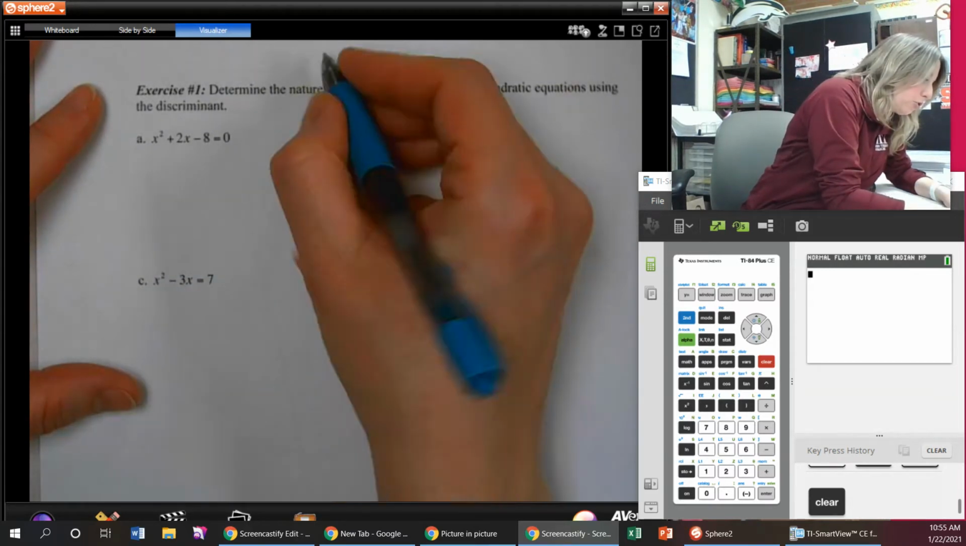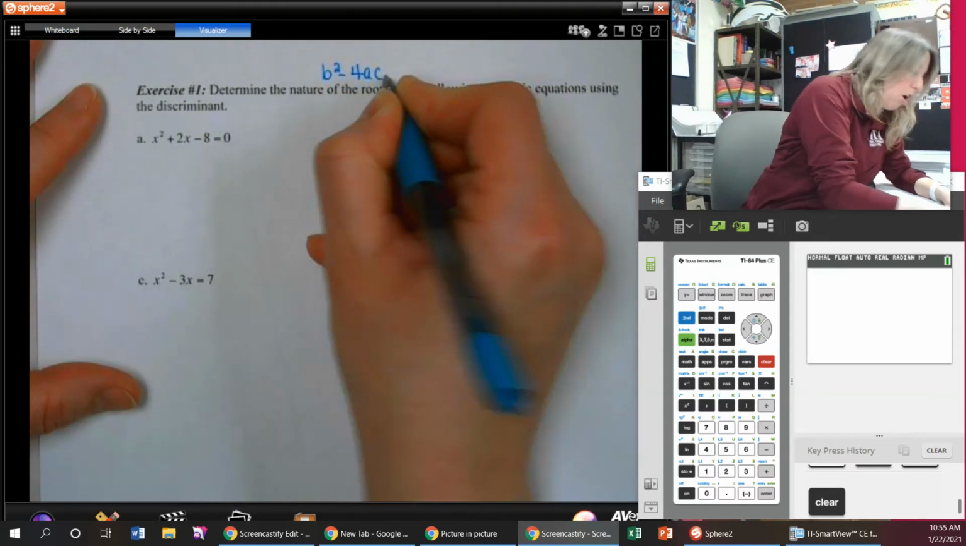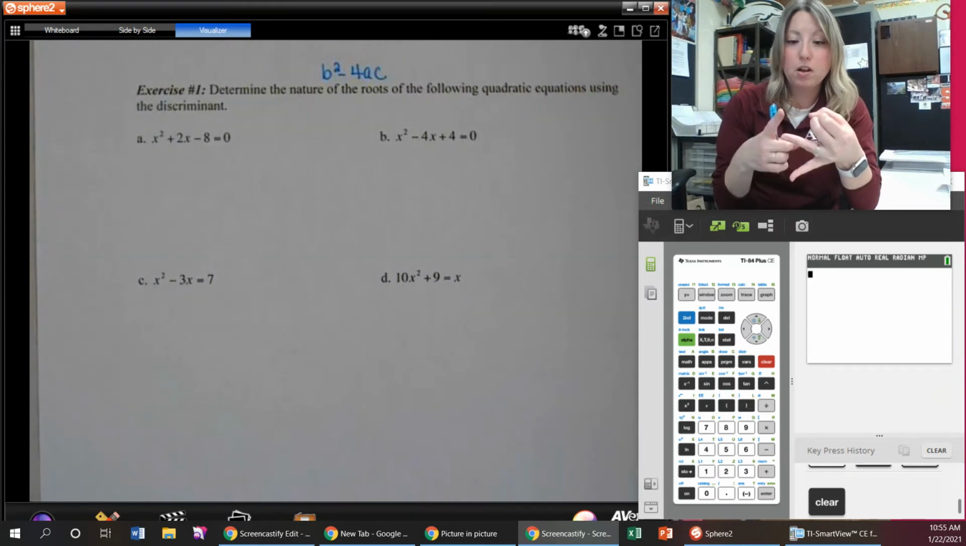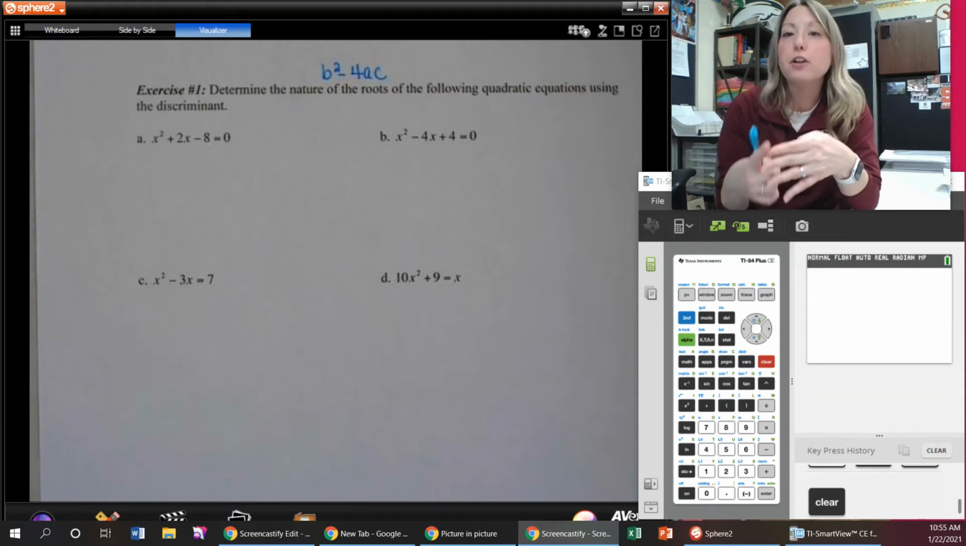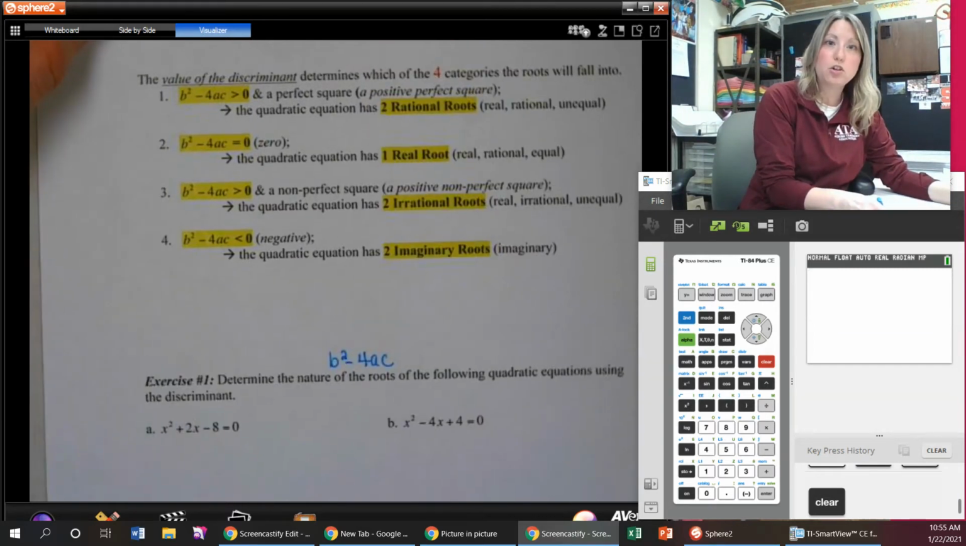So since we know the discriminant is b squared minus 4ac, all we want to do is make sure our quadratic equation is in standard form, pull the a, the b, and the c, plug them in, and figure out what that number is, and then use this to determine what types of roots it means.